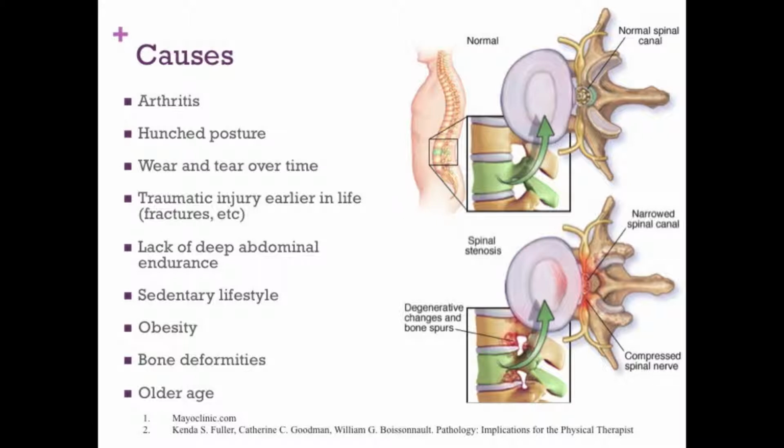in life. Then there's the lack of deep abdominal endurance, and that's something that we've covered already, and something that's important to improve and maintain. A sedentary lifestyle, not stimulating the muscles and the bones and the discs, can lead to arthritis later in life. Obesity is a problem because it adds so much stress to all of the joints that over time it can wear them out. Bony deformities and an increasing age, again, not something that you can have that much of an effect on, but something to consider.